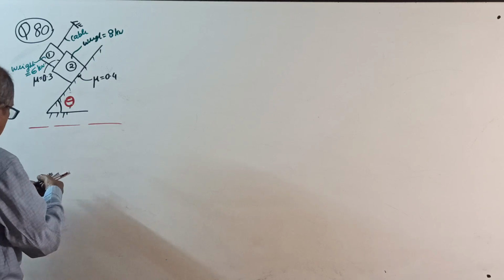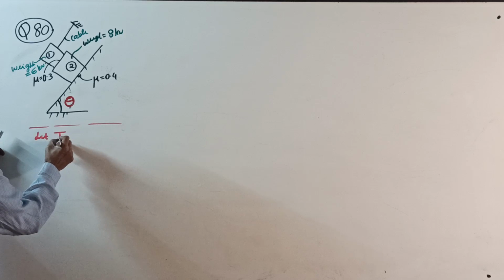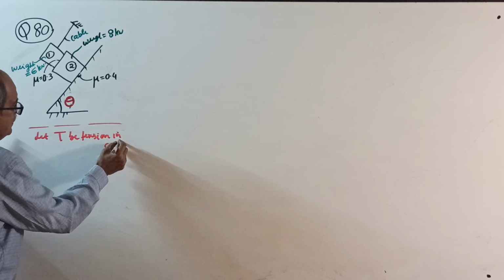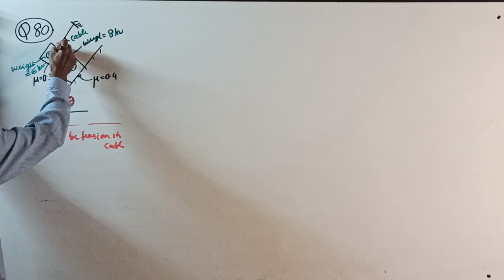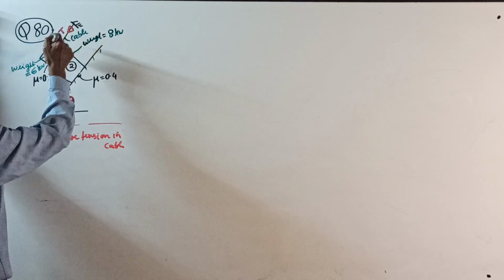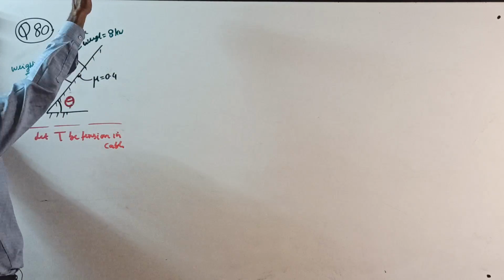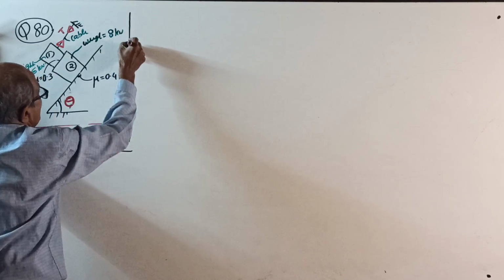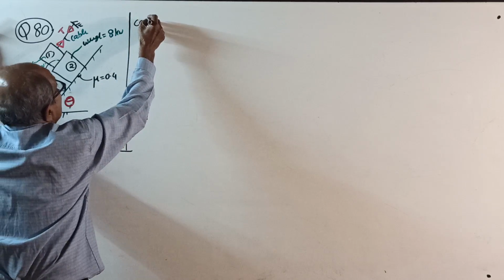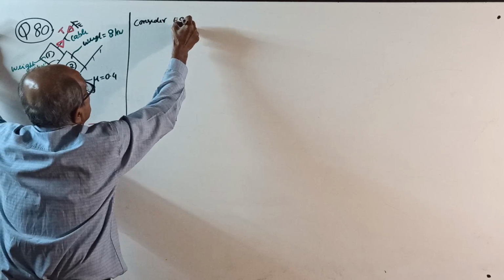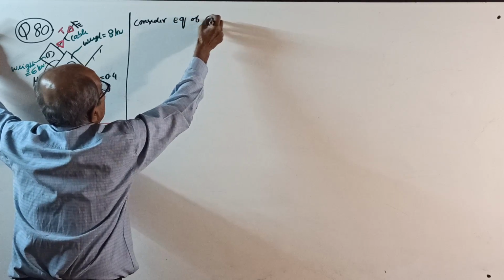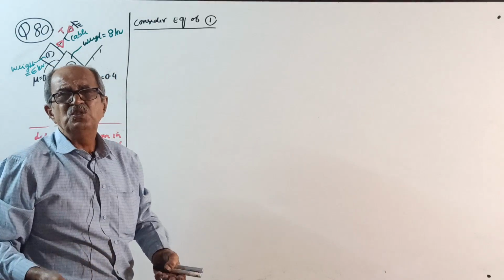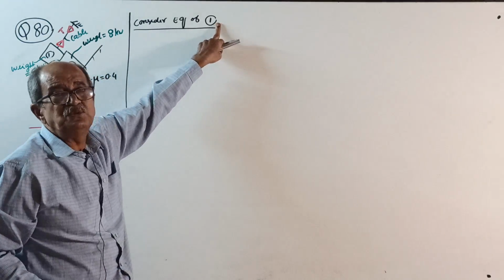I start from here. As usual, let T be the tension in the cable. This you have to write in every question. Tension means we pull the block to the upper side. Then write here first: consider equilibrium of block 1. Why block 1? I will not tell, I decided now. If it is not clear, I told you hundreds of times.